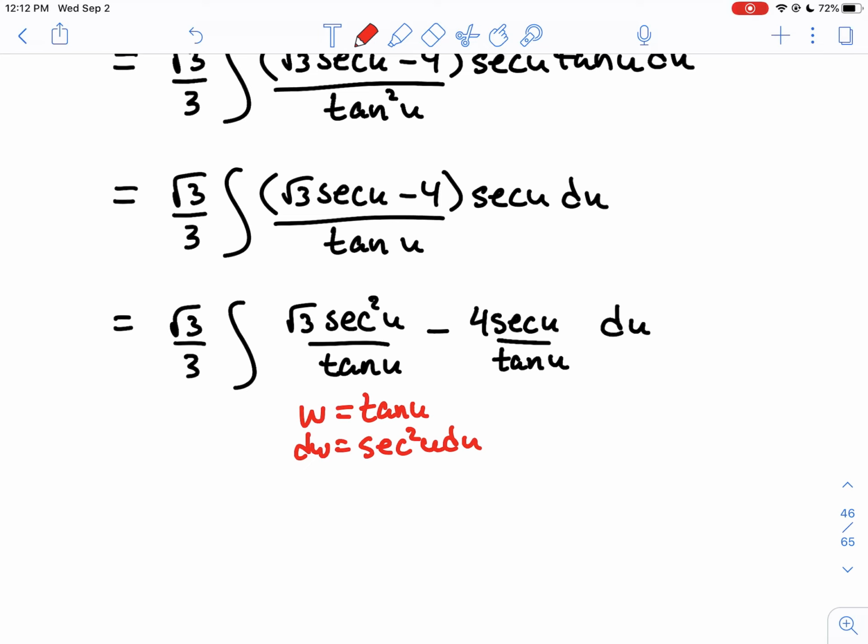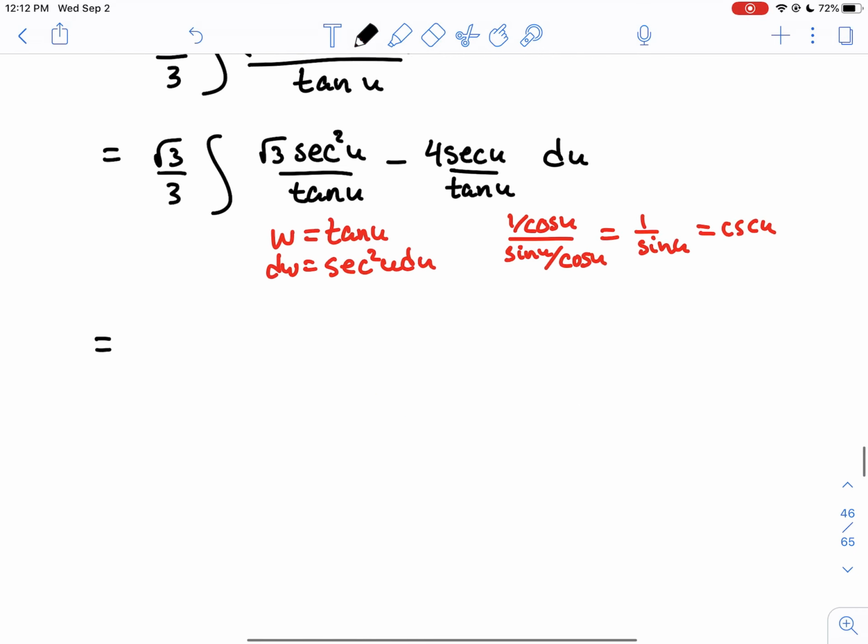And over here, I'm just going to convert these to sines and cosines. Watch what happens here. You have a secant cubed, which is 1 over cosine u, over a tangent, which is a sine over cosine. When you invert and multiply, you get a 1 over sine, which is the same thing as cosecant. Right, so just converting that to sines and cosines turns it ultimately into just a cosecant. We have radical 3 over 3 in front.